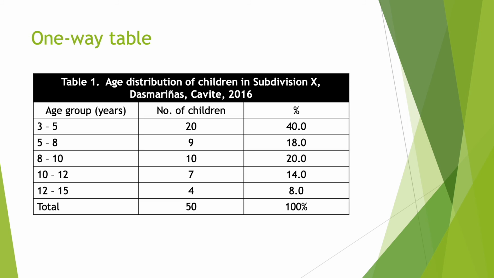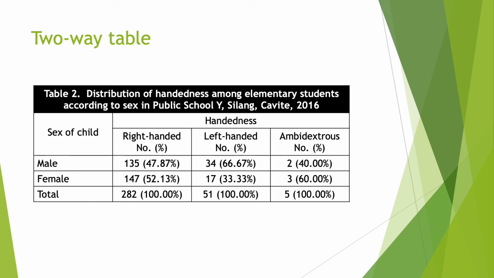Now, this is an example of a one-way table. The variable involved here is age group with the following categories. As you can see here, the frequencies for each category are all listed in a single column. This is a two-way table. Notice that the two variables involved are handedness, with its three categories each represented in a column, and sex of the child, with its two categories each represented in a row.